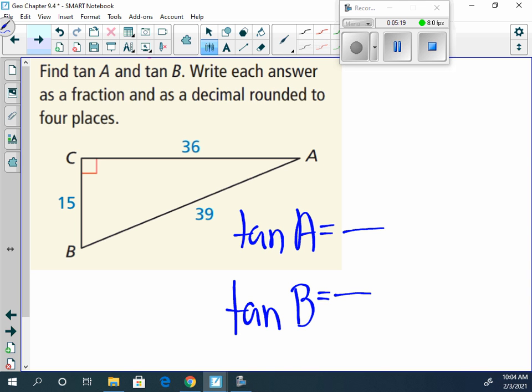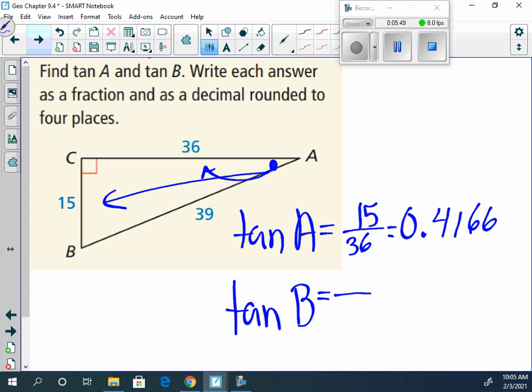Now, tangent of A, it would be, because the opposite side would be 15. The adjacent side would be our 36. And this here would be 0.4168. Exactly, because the 6 repeating would become a 7. So 15 over 36 becomes 0.4167.